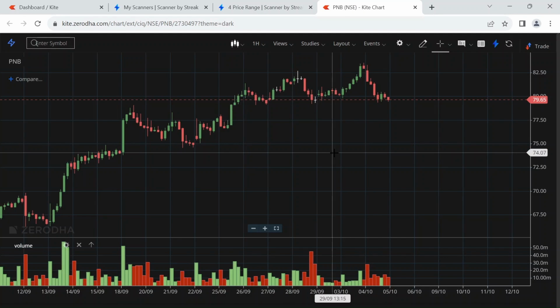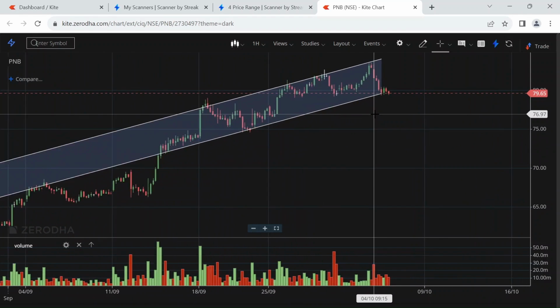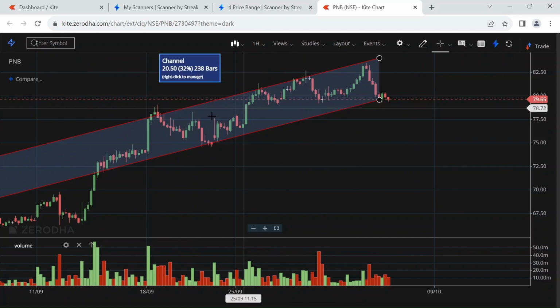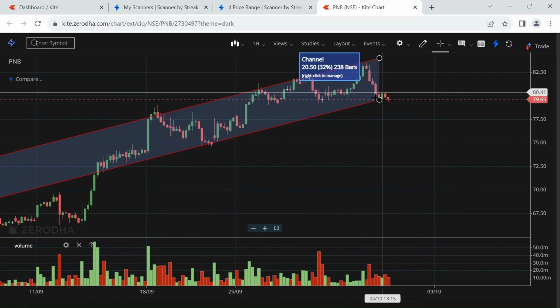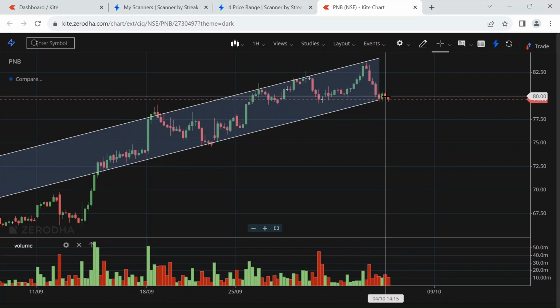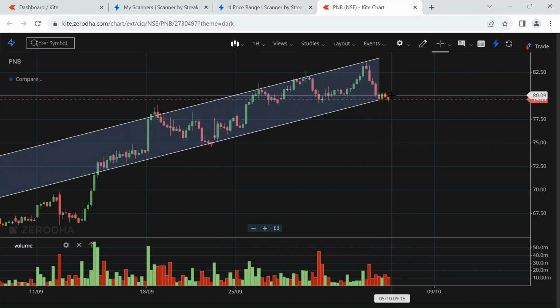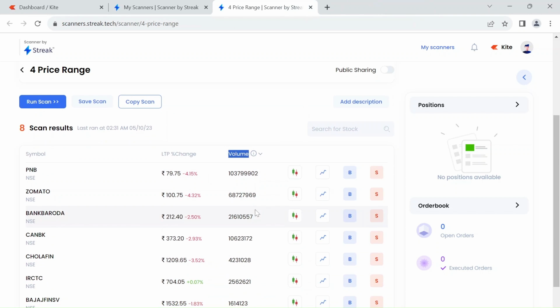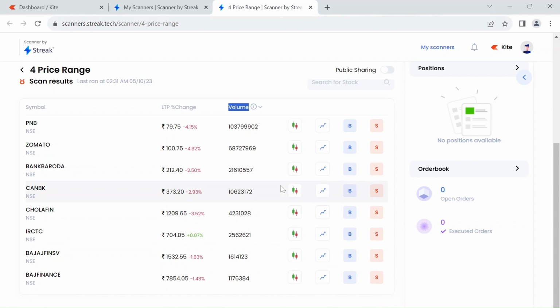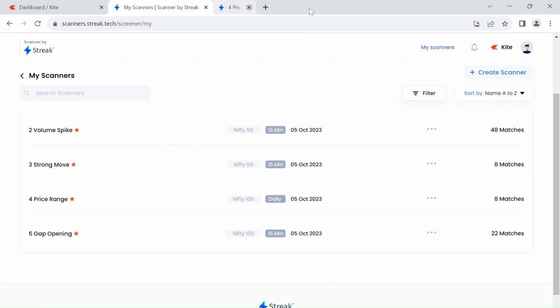And if you find, like, there is PNB. All right, so it seems like I had already drawn something here. The stock has touched the trend line support, and maybe you can look for retesting, and if you find some really good buy opportunity, you can place a trade. Likewise, you can check for other stocks as well that came into the list, and if you find a good opportunity, you can trade.